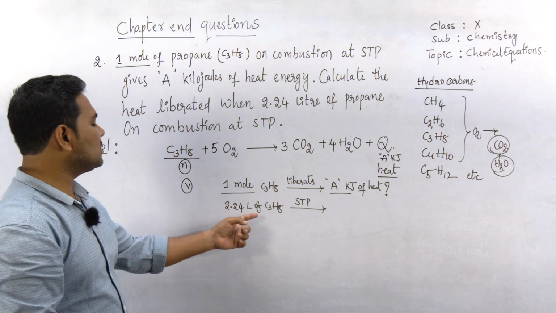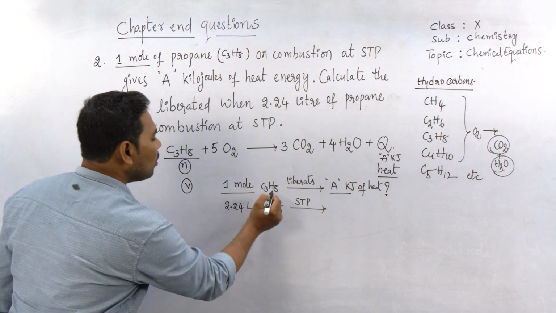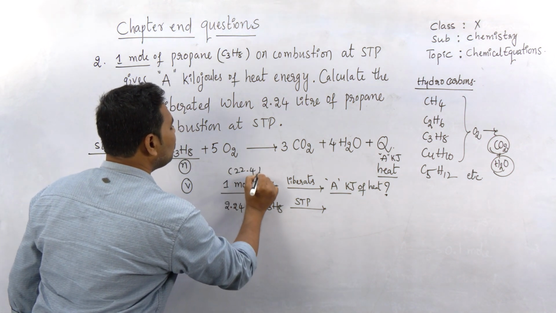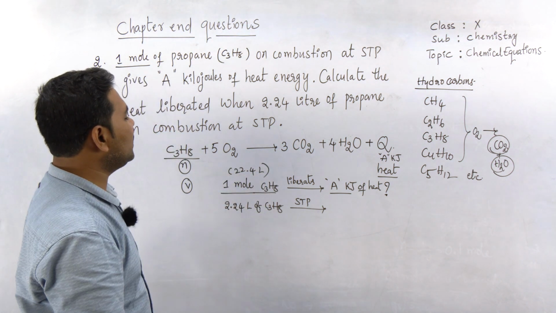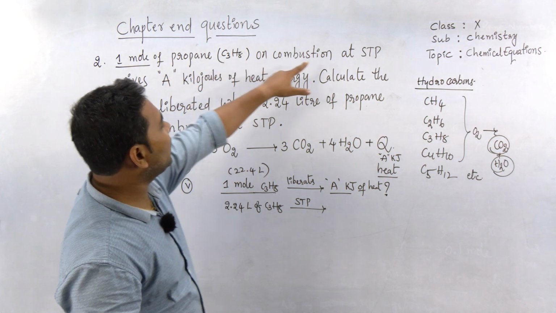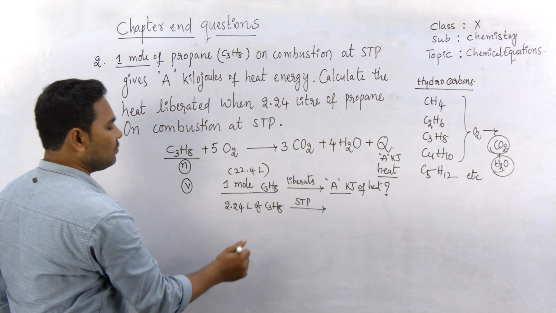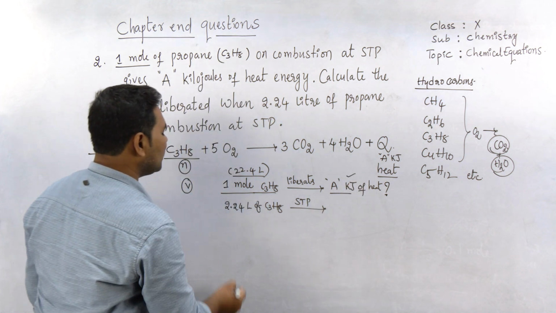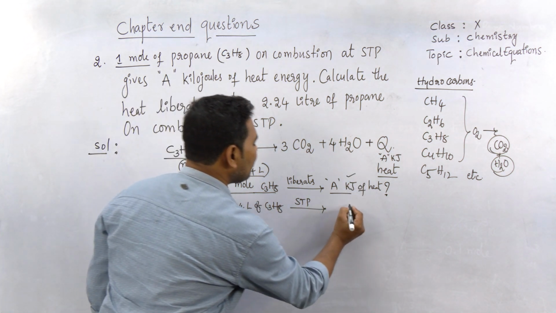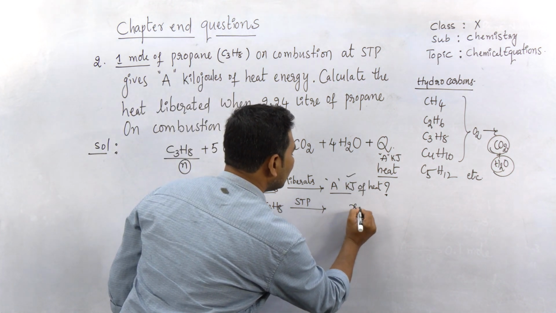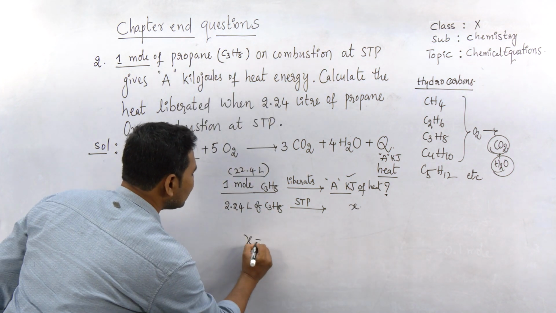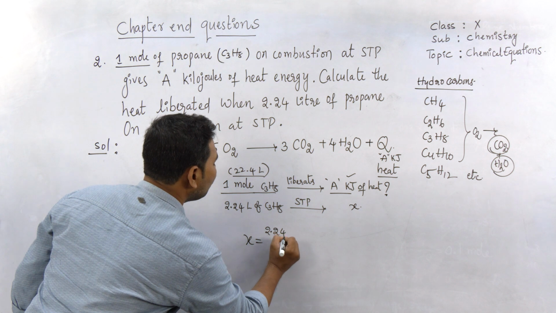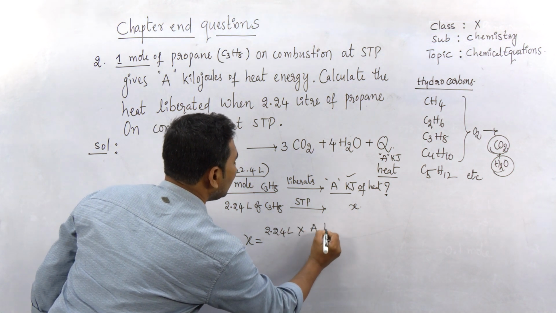This is given in moles, this is given in volume. So 1 mole of any gas at STP, we all know, occupies 22.4 liters, right? So here 1 mole propane at STP is 22.4 liter. Now when 22.4 liter produces A kilojoules heat energy, 2.24 liters of propane produces how much heat energy? Let's say this is X. Let's find out this X. X is equal to, let's cross multiply, 2.24 liter into A kilojoules.